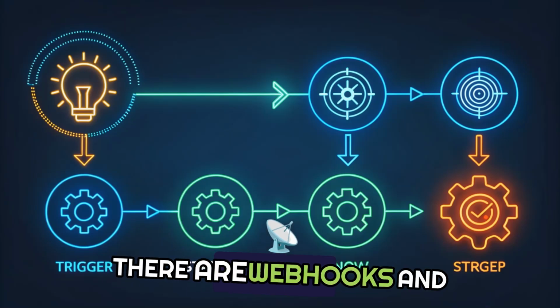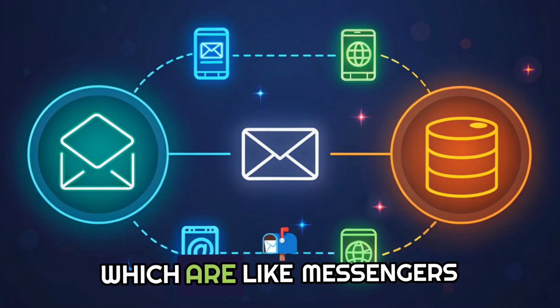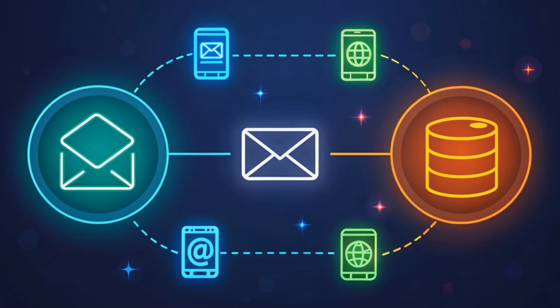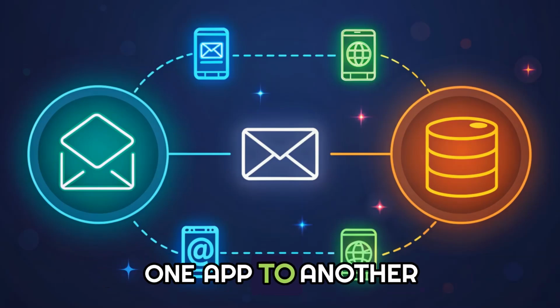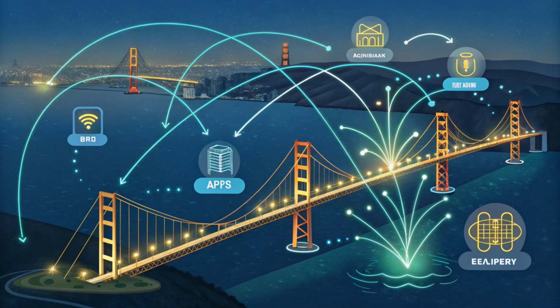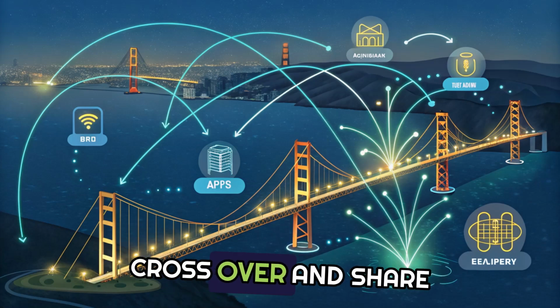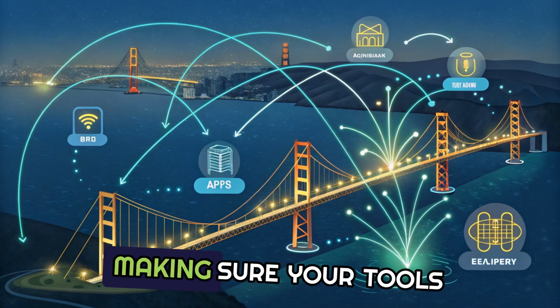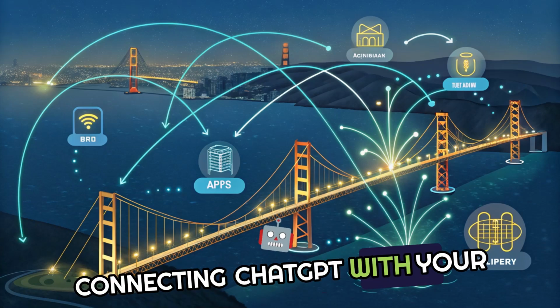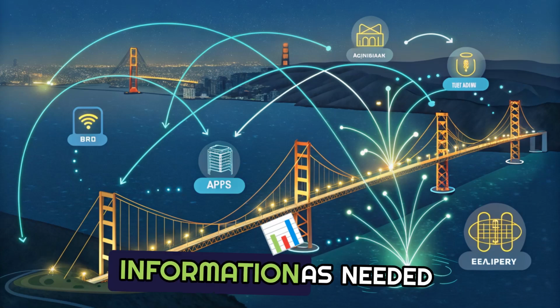Then, there are webhooks and APIs, which are like messengers and bridges connecting apps together. Webhooks are like messengers that deliver updates from one app to another. If a client fills out a form, a webhook can instantly deliver that info to your database. APIs are more like bridges. They allow applications to cross over and share information, making sure your tools stay in sync, like connecting ChatGPT with your CRM to pull client information as needed.